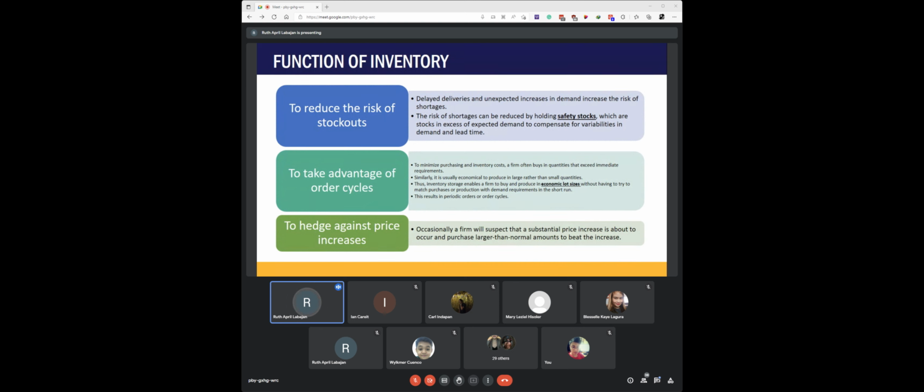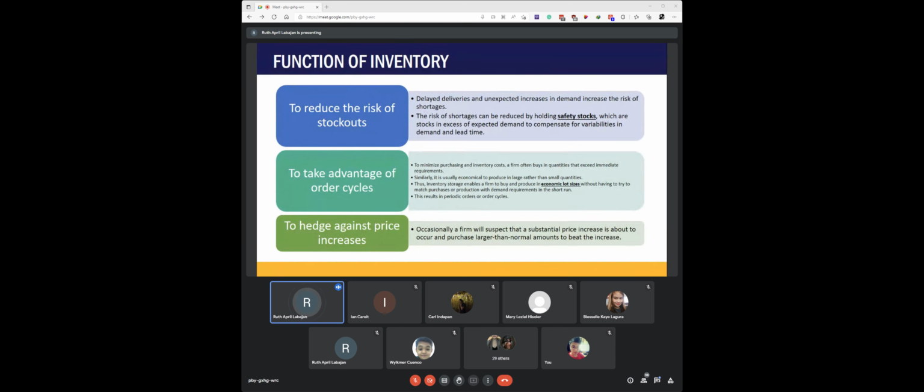Then the next function is to take advantage of order cycles. So basically, what you really want is to have the least cost when purchasing or carrying inventory. And in that case, you have to take advantage of what we call economic lot sizes, so that you will be able to order just the right amount of inventory at the right time. And that's what we call periodic order cycles.